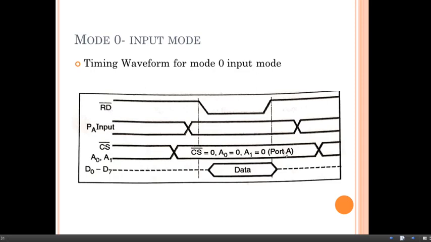So when the signal is received for A0, A1 and CS bar, port A is selected as input port, then CPU releases this read bar signal. Here read bar is activated in this portion. Then the data available from the external peripheral can be read through this port A, which is acting as an input port. These are the timing waveforms for mode 0 input mode.